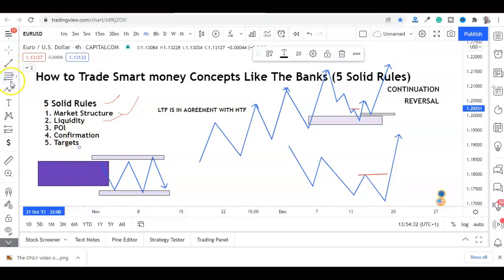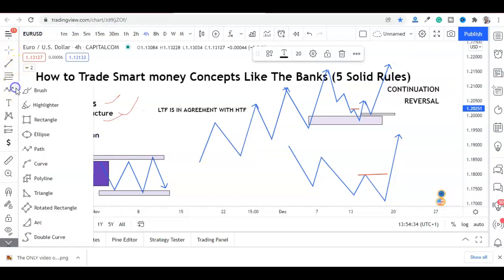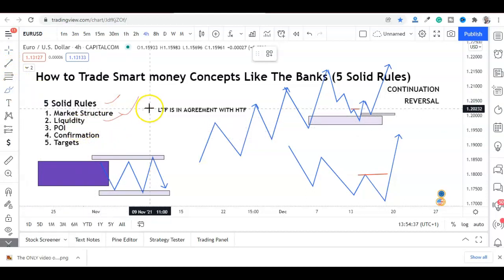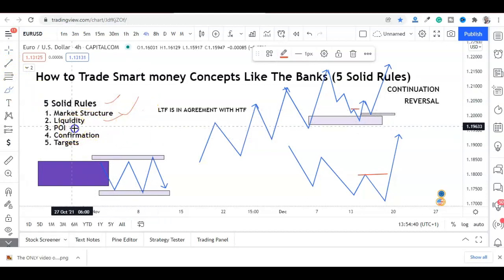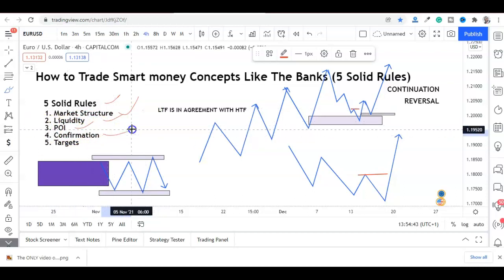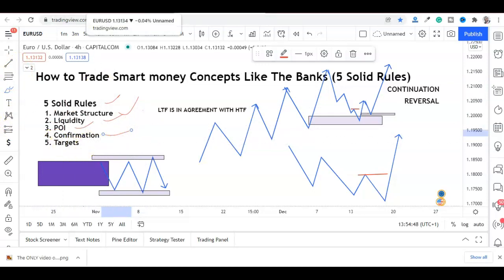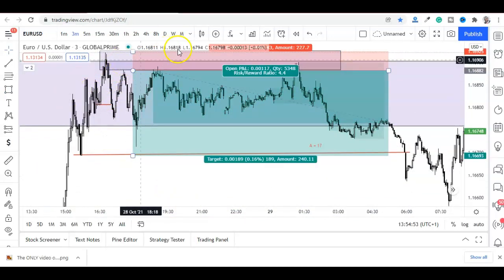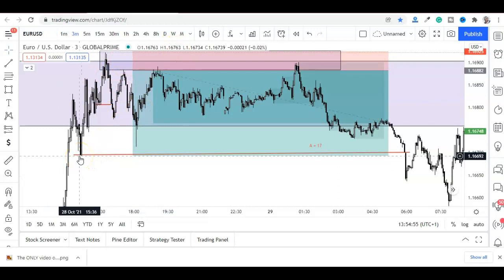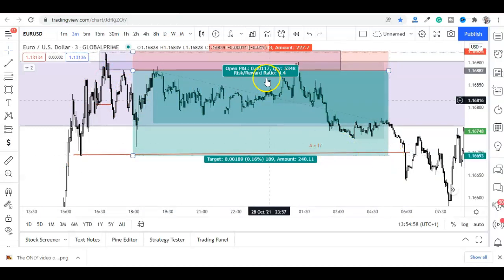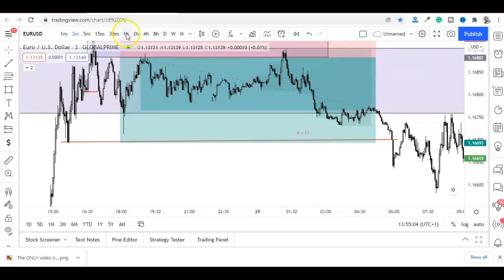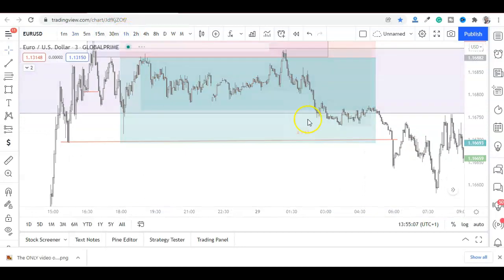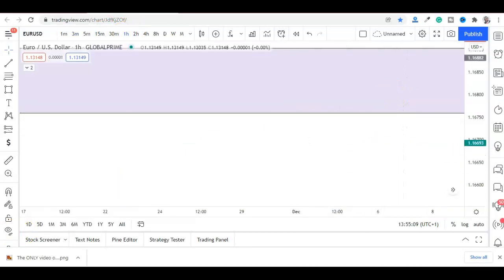So far we have market structure checked, liquidity check, POI check, confirmation check. Then the last one is your target. You can target on the time frame where you first of all take your entry, take your target here, but don't take all. You take some of the profit so that you know you are risk free. Then you go back to your 1 hour chart where the setup took place.